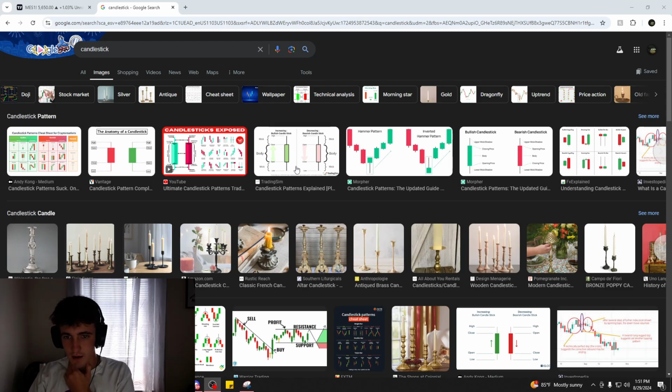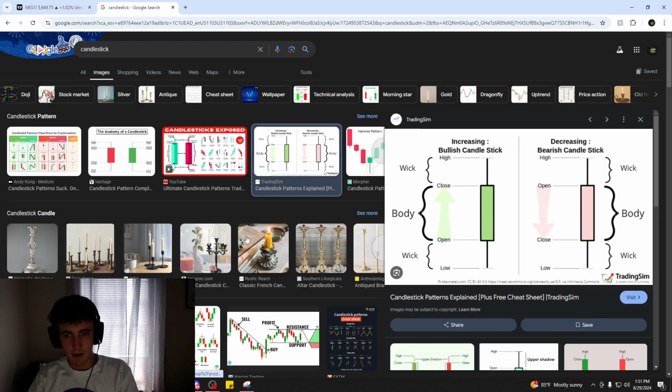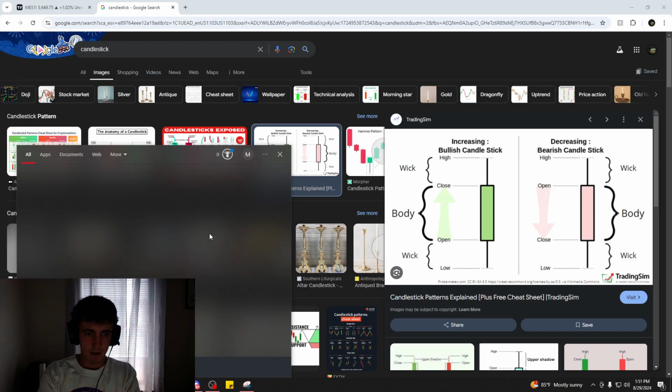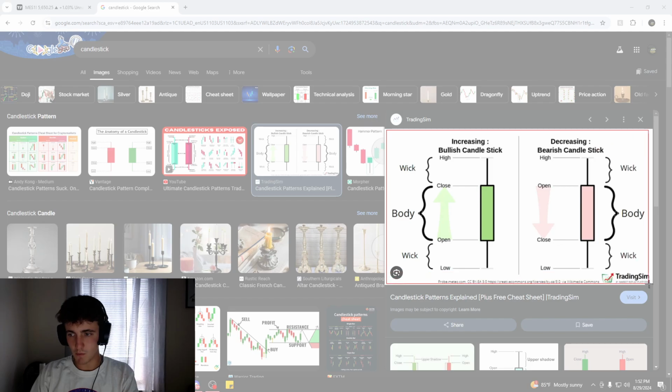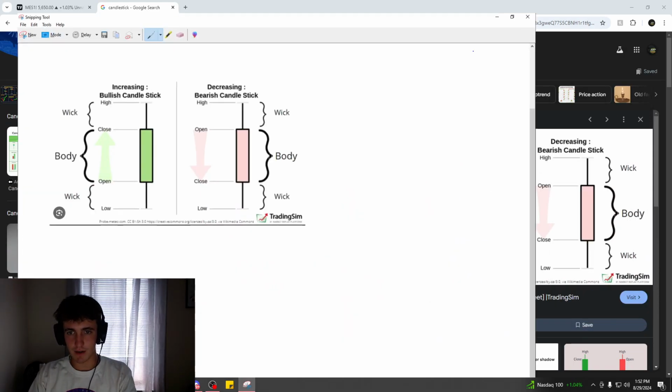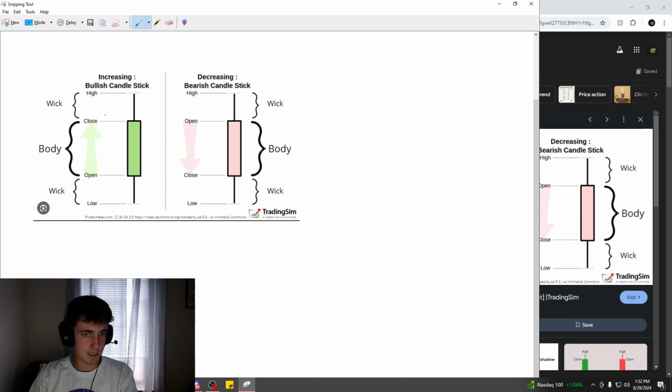So let's see, this one will work, yeah. Let's make it bigger for you guys. So basically, you might know the stock market as the big line graphs that you see, but that's not really what the stock market is. The stock market is way more than that. There are these candlesticks you see right here. This thing right here, this candlestick. Can you see my mouse?